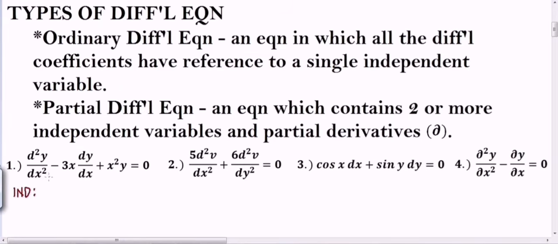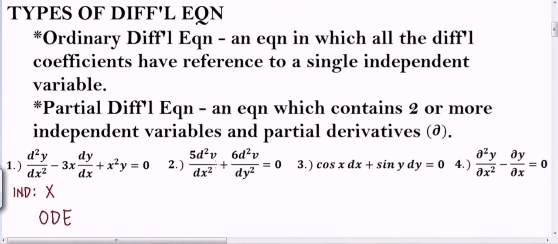So, ang independent dito, guys, yung nasa denominator ng derivative. I have two derivatives, ito at saka ito. Ang ginamit na variable is x, x to, x din to. Okay? So, meron lang tayong isang independent variable, it is the variable x. Ibig sabihin, this one is called ordinary differential equation. Itong number 1 is ordinary differential equation. Okay? Let's have number 2.